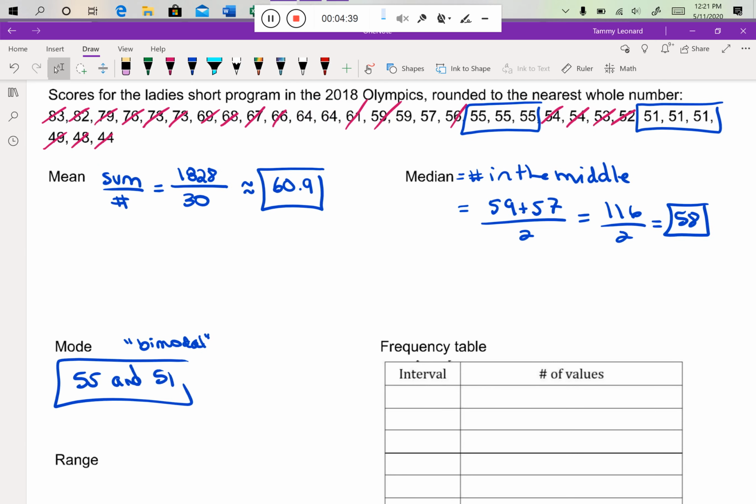Now that we've looked at the measures of central tendency, what's going on at the middle of the data set, we're also being asked to look for the range, the measure of dispersion.